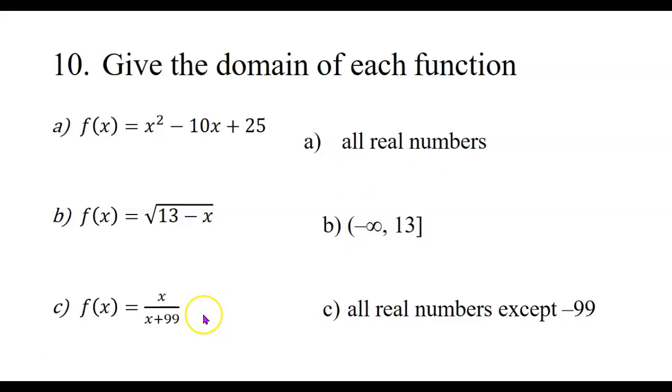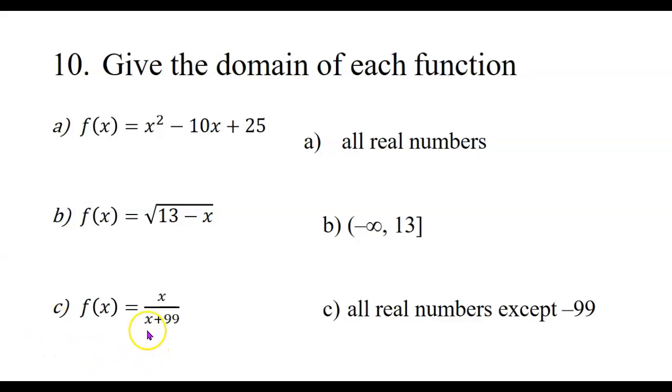And C, x over x plus 99. Here what we have to watch out for is we don't want the denominator to be 0. If the denominator were 0, the function would be undefined. We would have a division by 0 error.